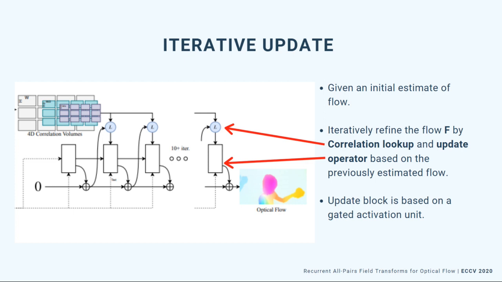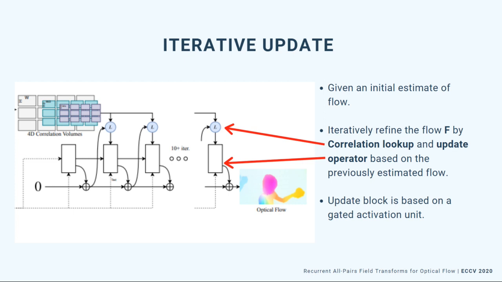It takes the correlation lookup results as input and hidden features as another input, and takes the context feature as the third input, and it outputs the hidden feature for the next stage, and also outputs delta F for the current flow F. And if we add delta F with F, we have the flow for the next stage. So in this picture, this is a correlational lookup, and the block represents update operator. Here's an update operator, and here's a correlational lookup.